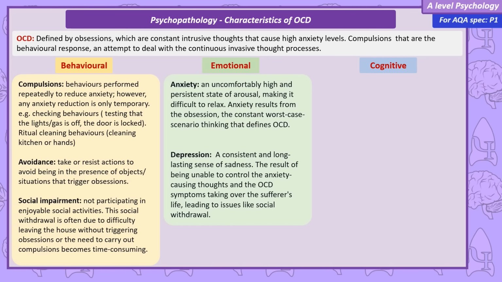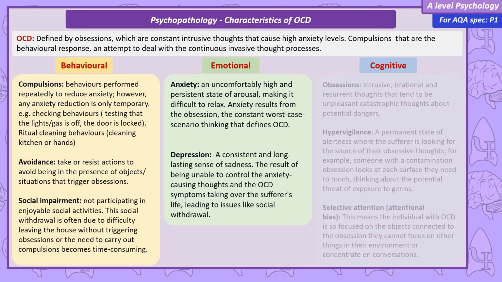As OCD is an anxiety disorder, we can classify high levels of anxiety as an emotional characteristic. This extreme anxiety is, of course, a result of the obsession, the constant worst-case scenario thinking that defines OCD. Depression is also an emotional characteristic of OCD. This is the result of not being able to control the anxiety-causing thoughts, and the OCD symptoms taking over the sufferer's life, leading to issues like social withdrawal.